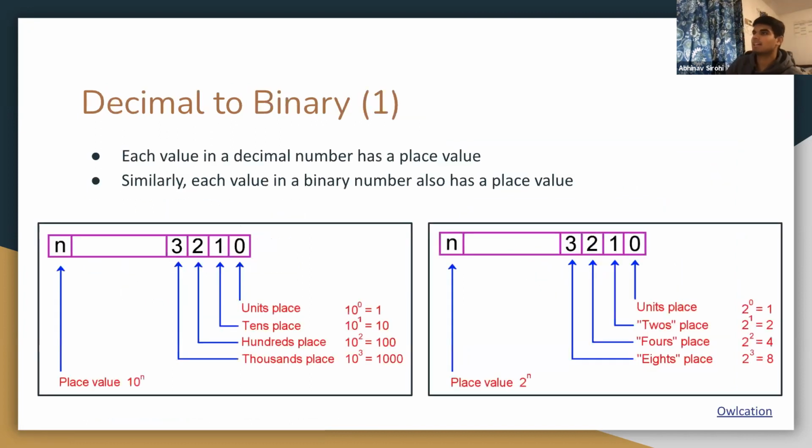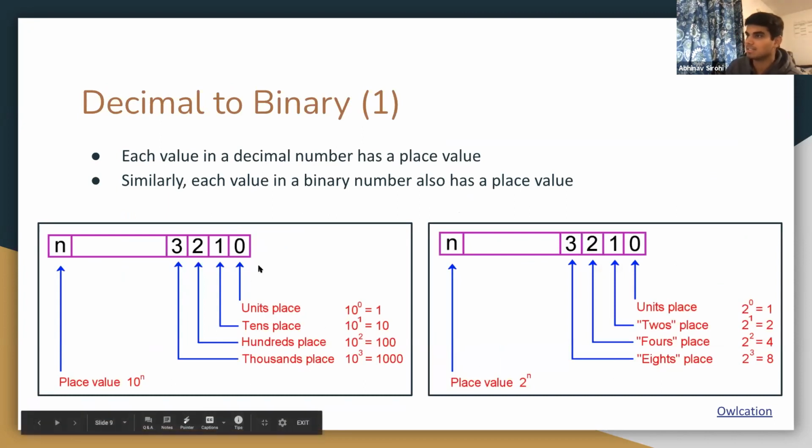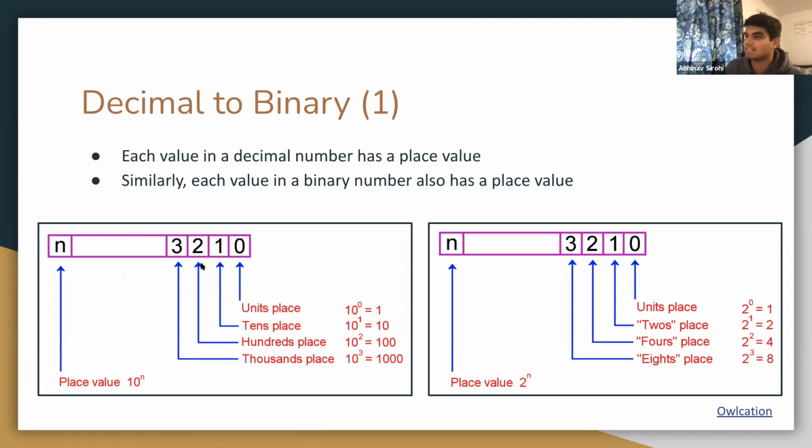Next we have decimal to binary. This is the first of two slides for going from decimal to binary. Each value in a decimal number has a place value. As we can see here, this is the ones place, or the units place, and then we have the tens, hundreds, thousands, and so on. The same thing applies with binary: you have the ones, twos, fours, eights, and so on.